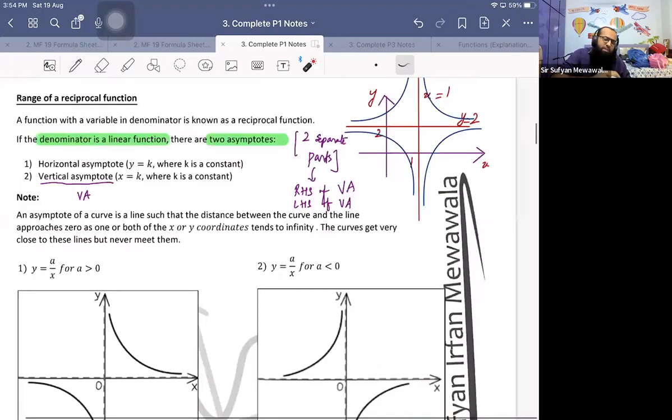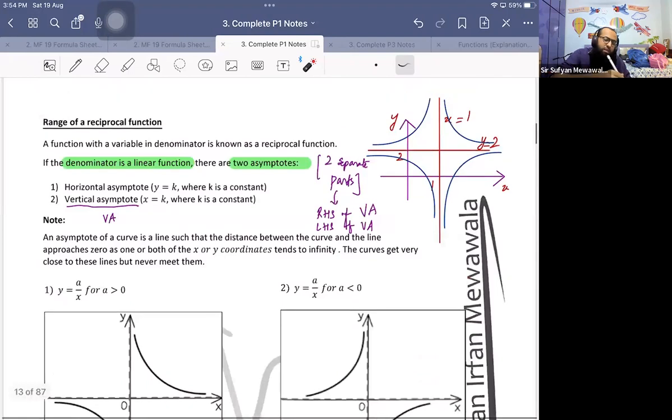I had put the definition of an asymptote in front of you, let me read it once. An asymptote of a curve is a line such that the distance between the curve and the line approaches zero as one or both of the x or y coordinates tends to infinity. As x increases, see this curve gets very close to the horizontal asymptote.